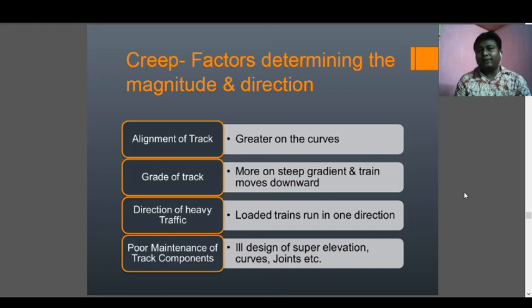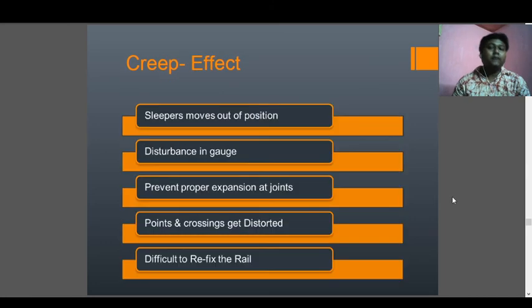Next, the creep factors determine the magnitude and the direction. Means what are the factors that determine how the creep will propagate, in which direction, whether horizontal or vertical, and what the amount of the creep is. It is determined by the alignment of the track, the grade of the track, the direction of the heavy traffic, and poor maintenance of the track components.